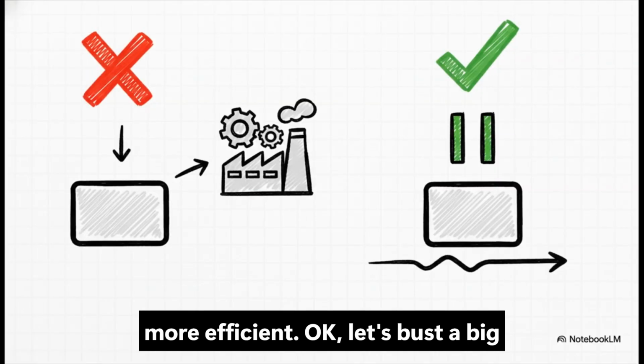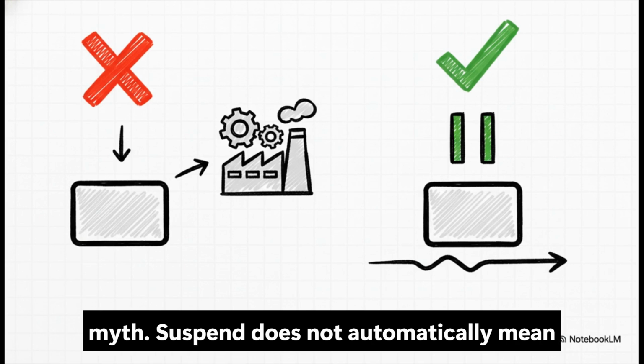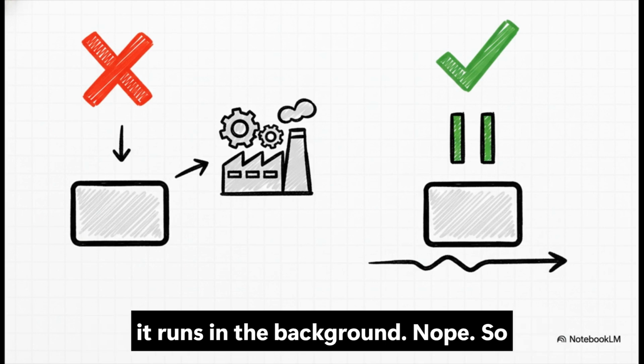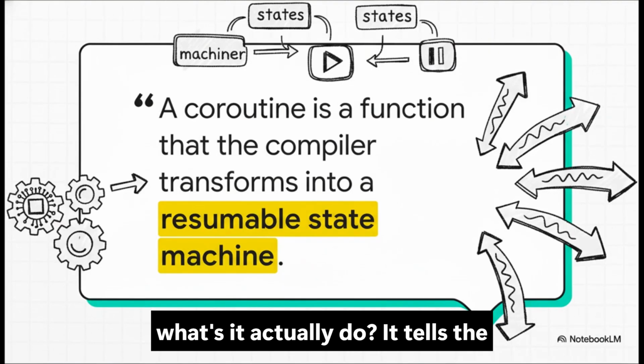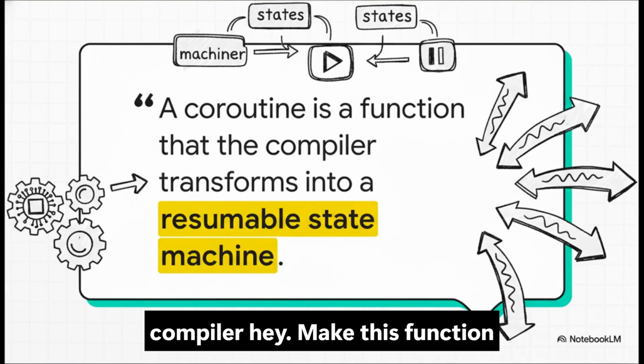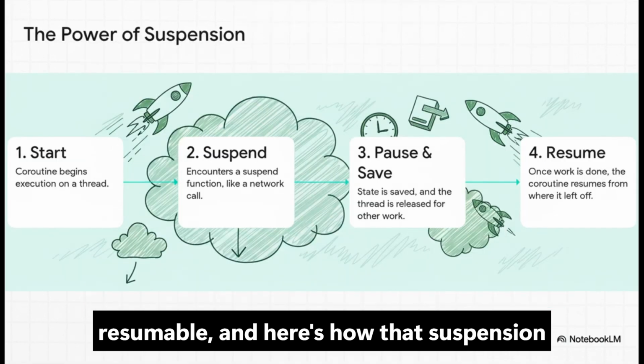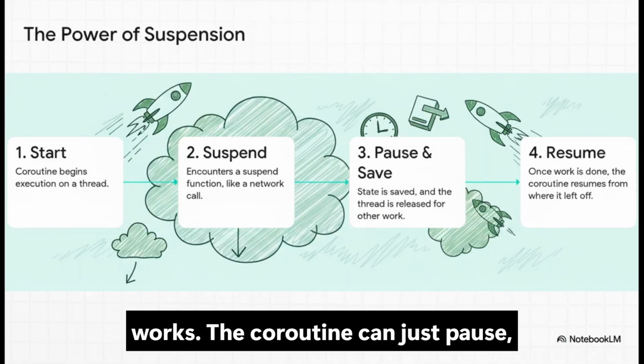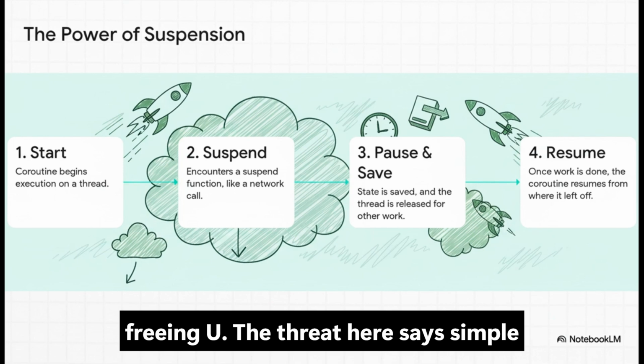Okay, let's bust a big myth. Suspend does not automatically mean it runs in the background. Nope. So what's it actually do? It tells the compiler, hey, make this function resumable. And here's how that suspension works. The coroutine can just pause, freeing up the thread.